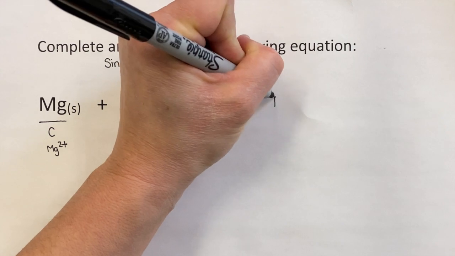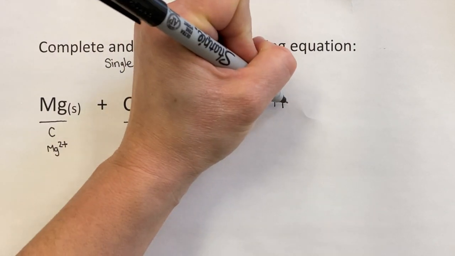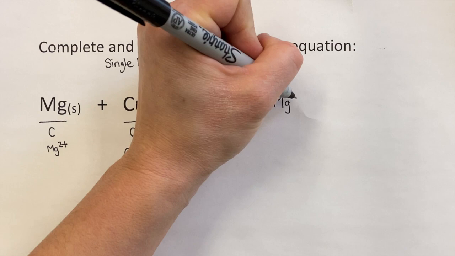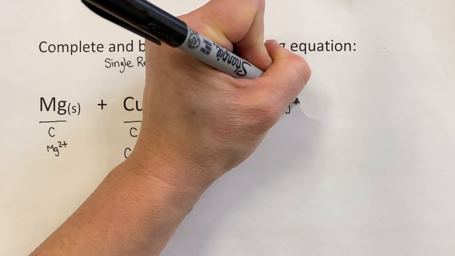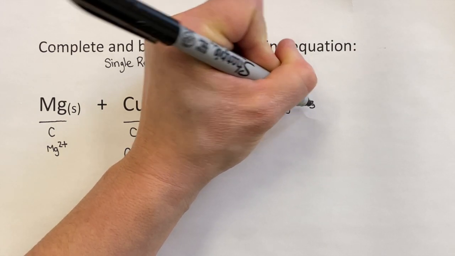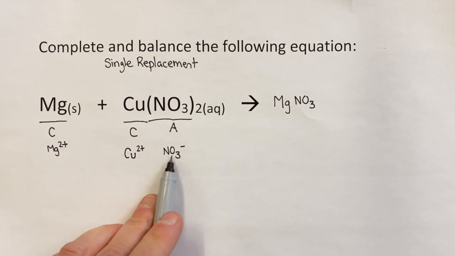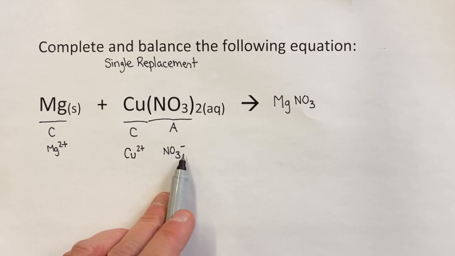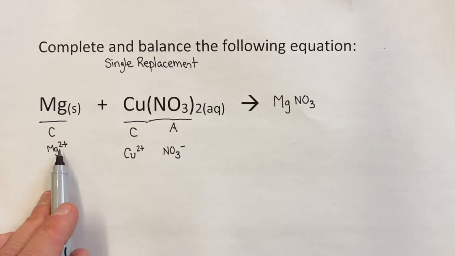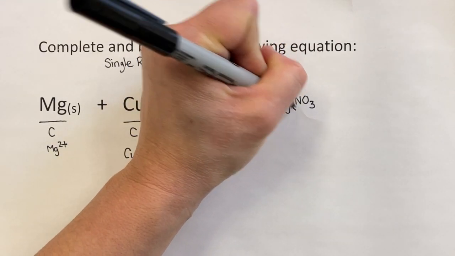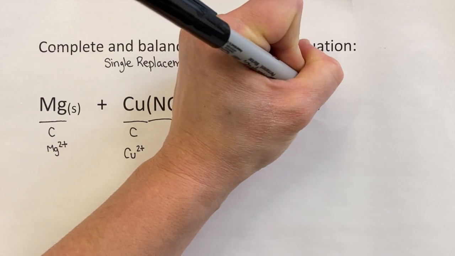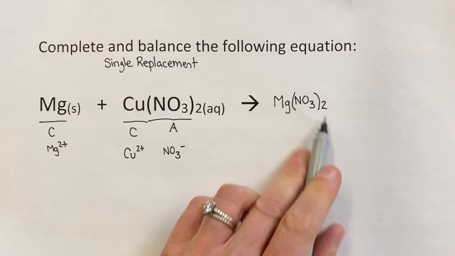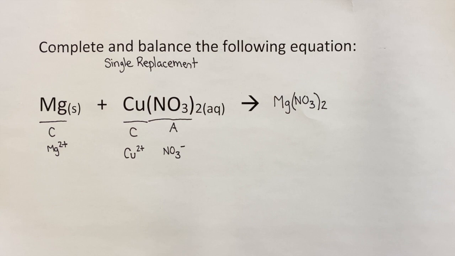So I'm going to start by building that compound. Mg NO3. Because Mg is 2+ and nitrate is 1-, they can't go in a 1-to-1 ratio. I need two nitrates with a charge of 1- each to equal 2- to go with one magnesium with a charge of 2+. Remember that because it's a polyatomic ion, we put it in brackets. So Mg(NO3)2.